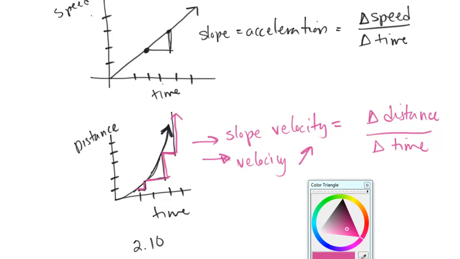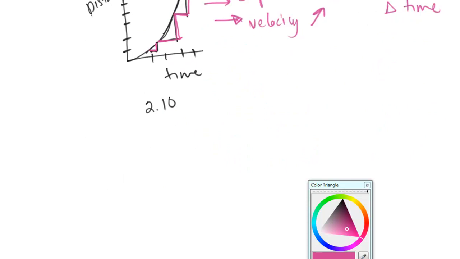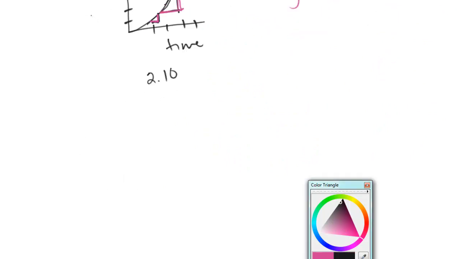Let's see. And that's pretty much it for chapter 2. I'm going to do a plug and chug problem. So let's see. I'm going to do number 26 on page 26. It says calculate the average speed of a cheetah that runs 140 meters in 5 seconds.